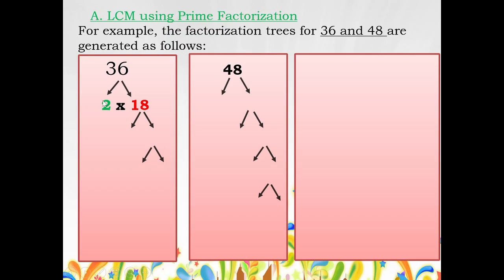As you can see, 2 is a prime number and 18 is still a composite number. So, again, let us factor 18. 18 has many factors. It can be 6 times 3 or 2 times 9. You can use either of the two. I will use 2 times 9. Then, 2 is a prime number, and 9 is a composite number.